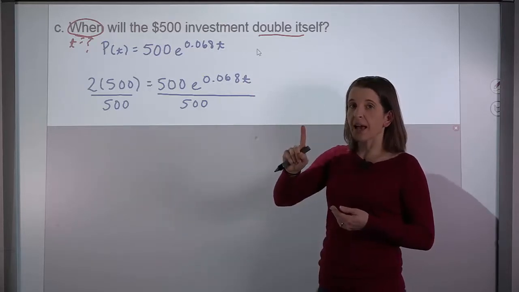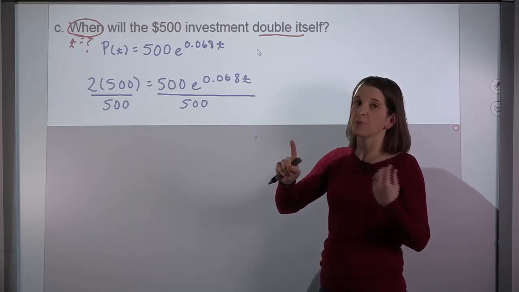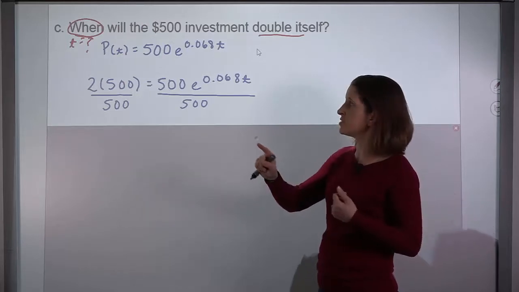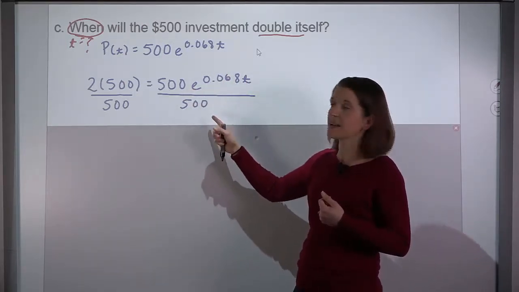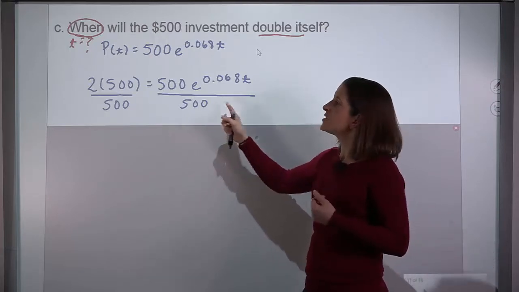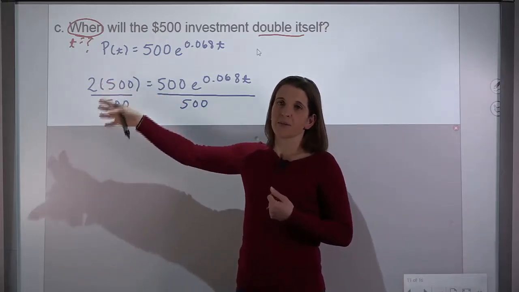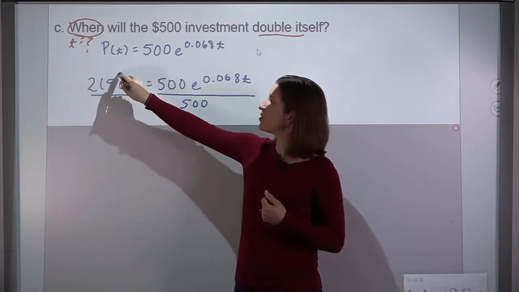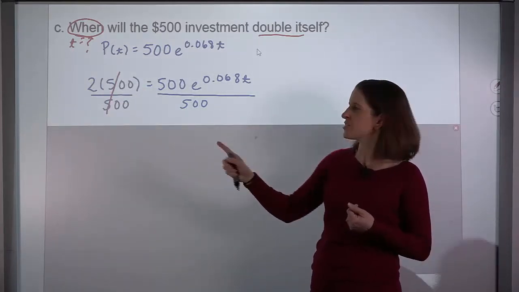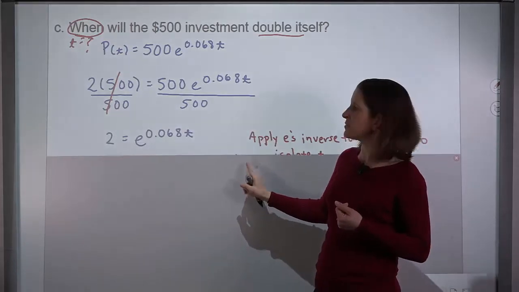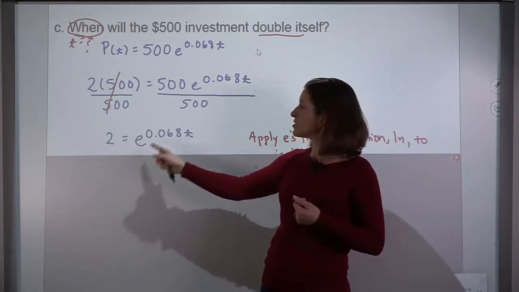The first thing I have to do, and we practiced this back when we reviewed derivatives of exponentials, is to get the quantity with the t in it by itself by dividing both sides by 500. So yes, this could be 1,000 divided by 500, but you'll still get 2. I was just showing you that that's going to happen anytime you're asked a doubling question, that you'll get a 2 there. So now we have 2 equals e to the 0.068t.